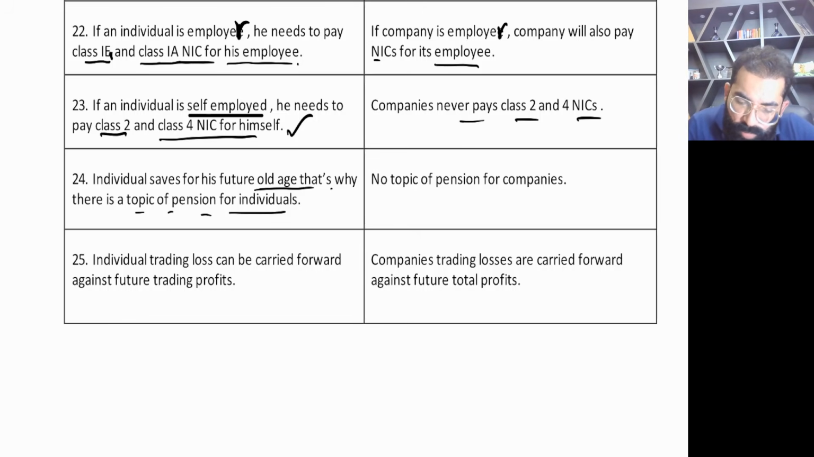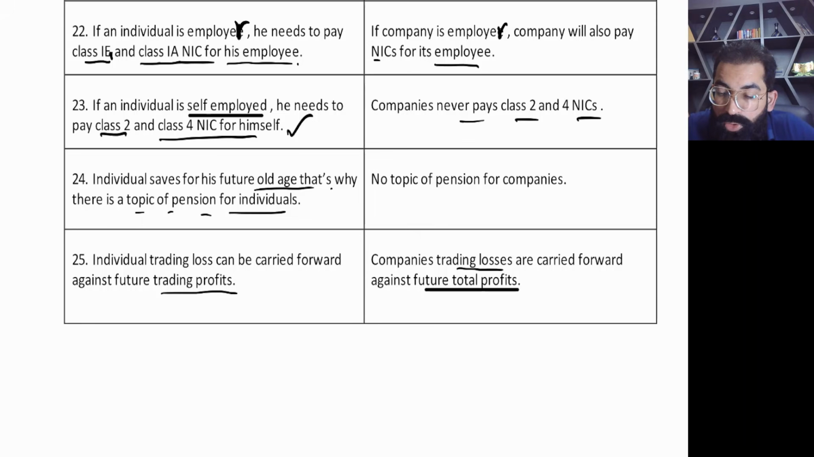Individuals' trading loss can be covered. If there is a trading loss incurred by an individual and you carry forward the trading loss, then for individuals, the trading loss carried forward will only set off against future trading profits. But for companies, trading losses are carried forward against future total profits. You know that.